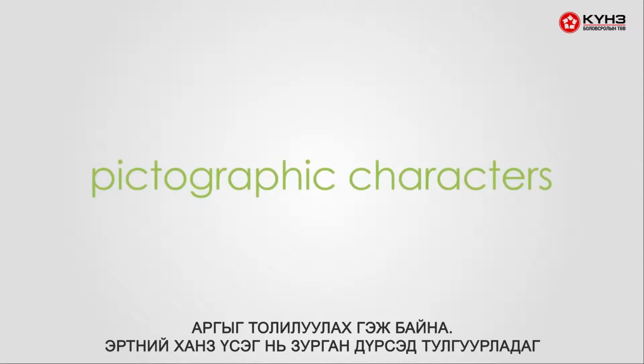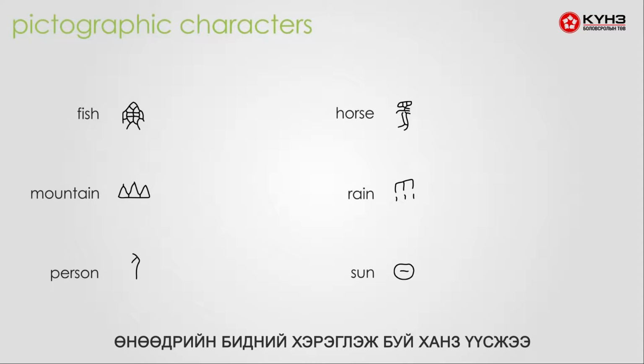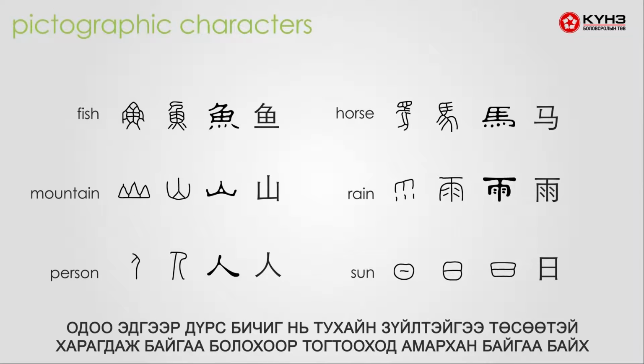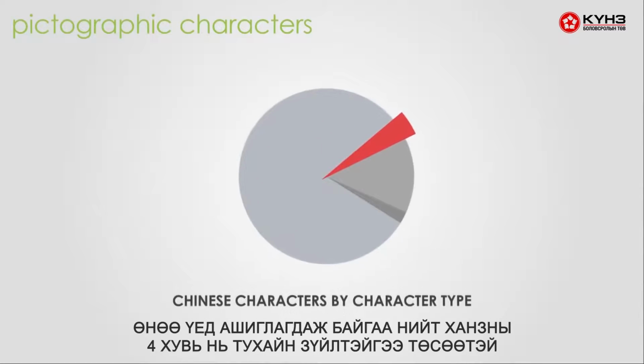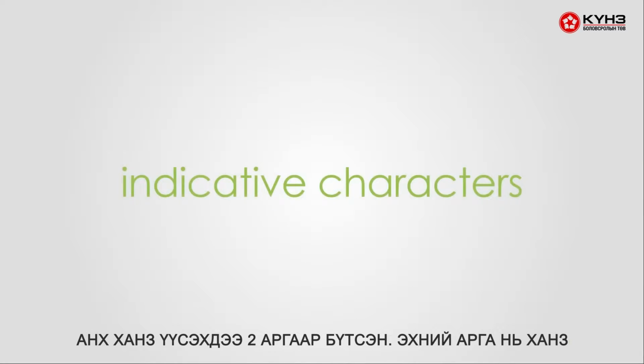The earliest Chinese characters were based on pictures of things that we come across in our day-to-day lives. Over time, these pictures were refined into the characters we see today. Now, while these pictographic characters may be easy to remember, only about 4% of modern Chinese characters have been created this way. Initially, this limitation was overcome in two ways.